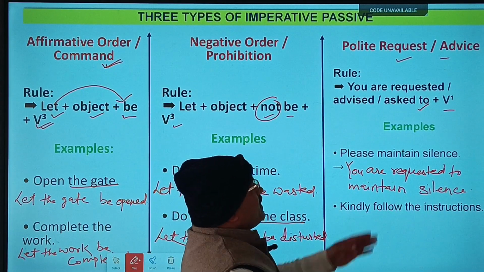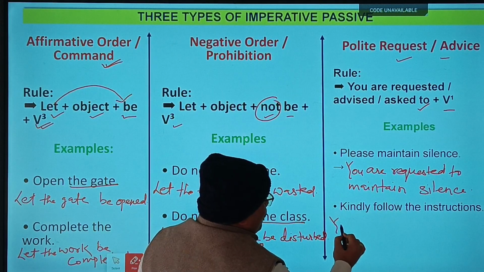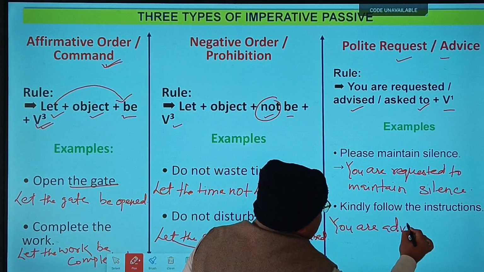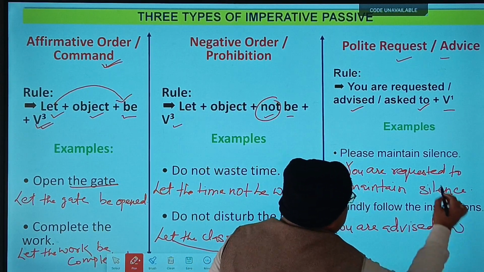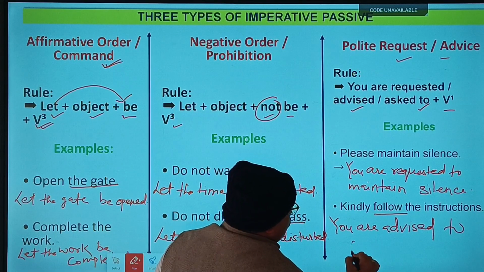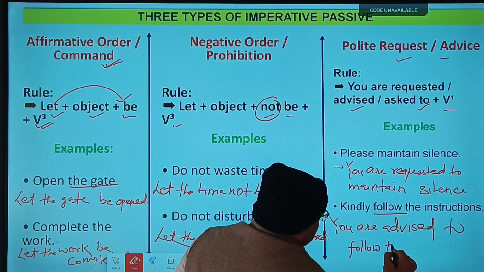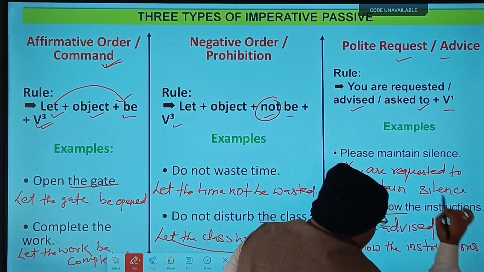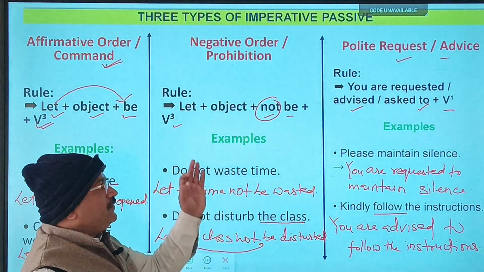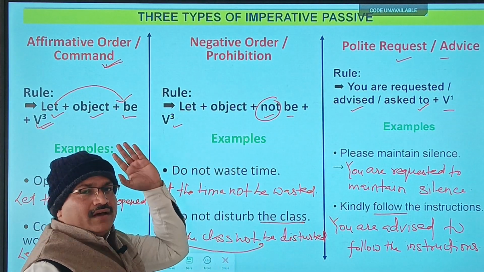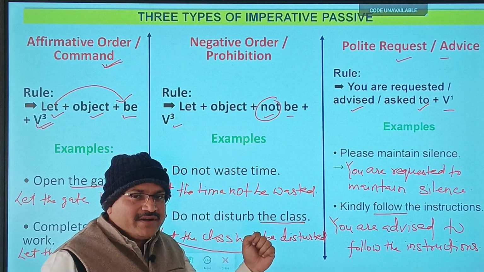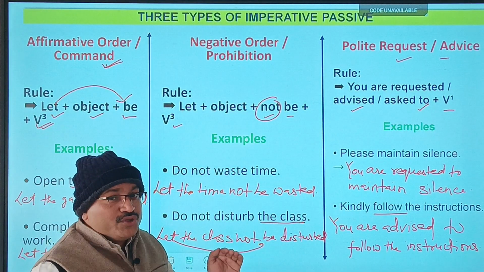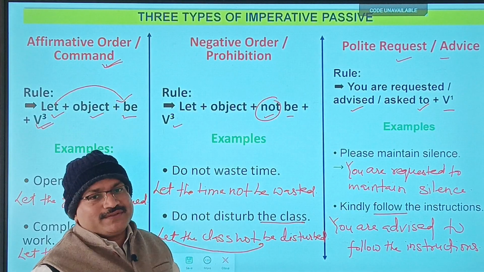Kindly follow the instructions. Advice. You are, you are what? Advised. Advised to. After to what? V1, to follow the instructions. Very easy. So three types of imperative sentence we have discussed: affirmative order command, negative order command, and request and advice. We have seen how to change them into passive voice.